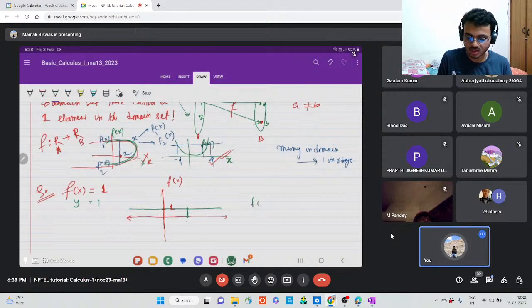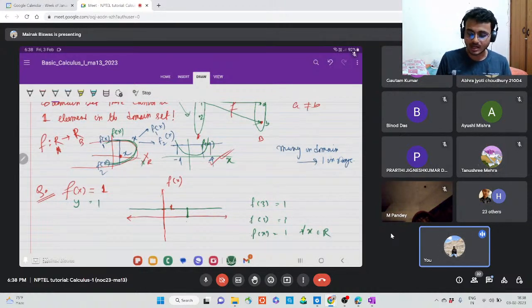So I say f of 3 is also equal to 1, f of 5 is also equal to 1, and f of x is also equal to 1 for all x in the real number line, right? But for one particular value of 3 you do not have two outputs. Does this give two outputs? It gives only one output, right?